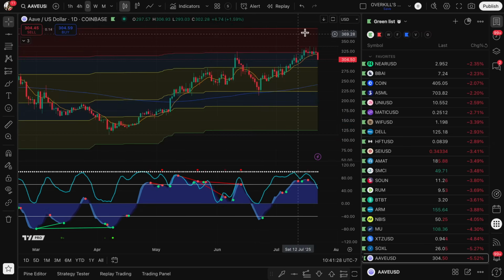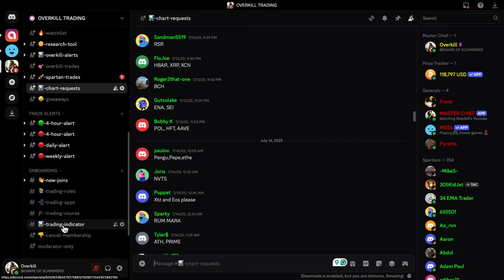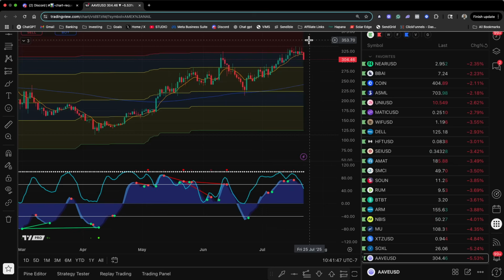AAVE. See, AAVE's up here in the red zone. So this is one we'd want to lay off on. We want to wait for a pullback like this. This blue line on our chart, this is also part of the trading indicator. That is the 200 EMA. Again, you guys can download my whole entire trading layout by coming over here to the trading indicator tab here in the Discord. Okay, we want to lay off on AAVE.